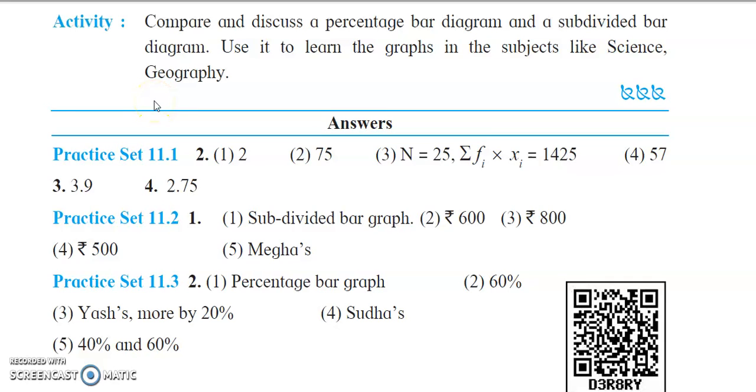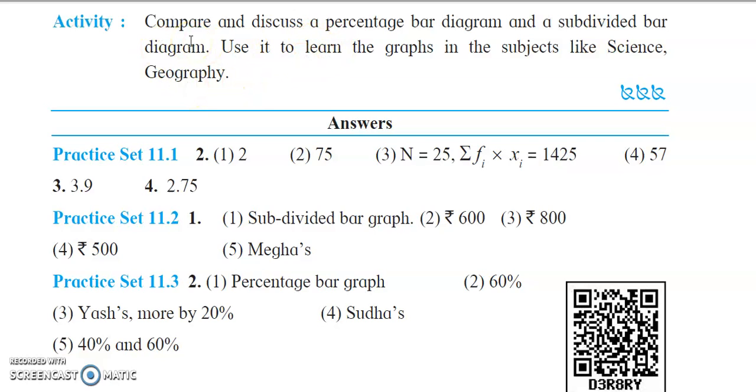In chapter number 11, we have seen all the 3 exercises, and now the last activity is given here. Compare and discuss a percentage bar diagram and a subdivided bar diagram. Use it to learn the graph in subjects like science, geography. So this is homework for you.